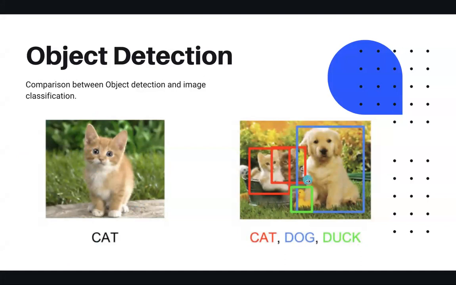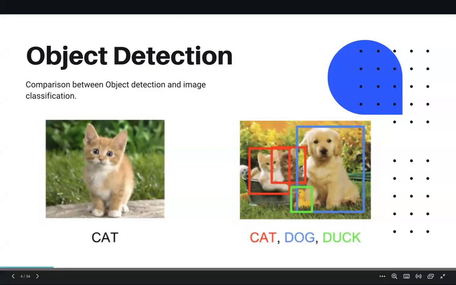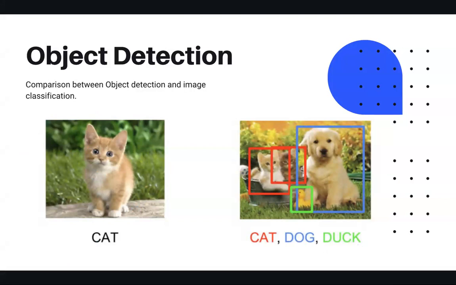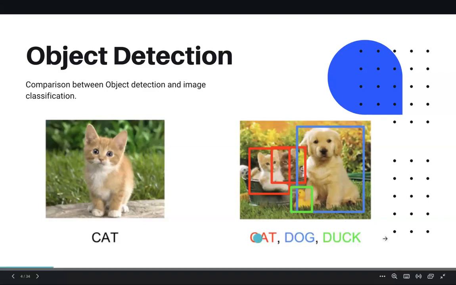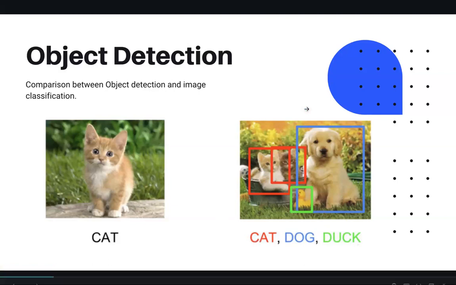Now, for object detection, your job is no longer to just say there is a cat or there is a dog, or there are cats and dogs in the image, for example, for multi-labeling. But the job is to actually say where each cat is located, where each dog is located, and where each duck is located, and of course, what their class is. So now you have two things to do. The first one is what are the categories of the objects here? And the second one is what is the location of them?